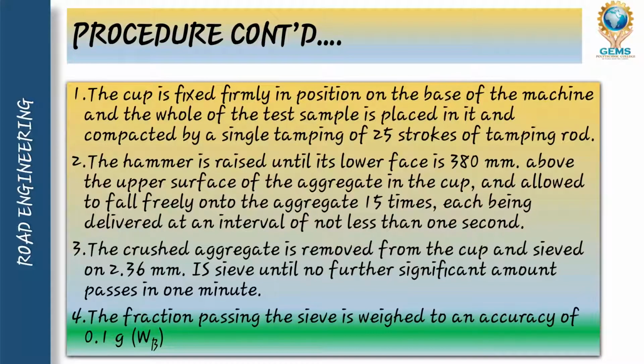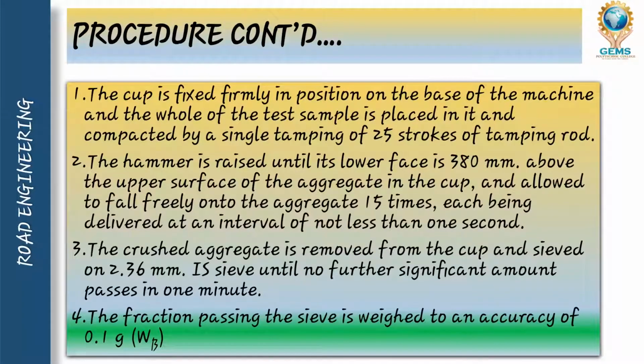In this procedure, first of all, we have to take the aggregate and dry it for 3 to 4 hours. After that, we take the aggregate and fill the mold by tamping it. We fill it in 3 layers, tamping each with a steel rod 25 times, placing it layer by layer. After the tamping, we take the weight of the mold, and that will be the initial weight of the aggregate with the mold.